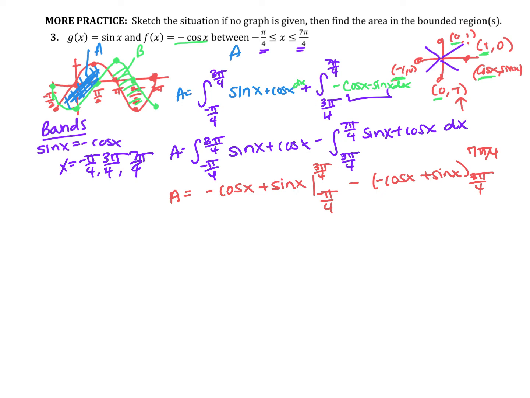So all of our values for sine and cosine are going to be some form of root 2 over 2. So negative cosine of 3 pi over 4 is right here. That's going to be negative root 2 over 2, but then I'm changing the sign, so it's going to be positive root 2 over 2. Sine of 3 pi over 4 is already positive root 2 over 2.